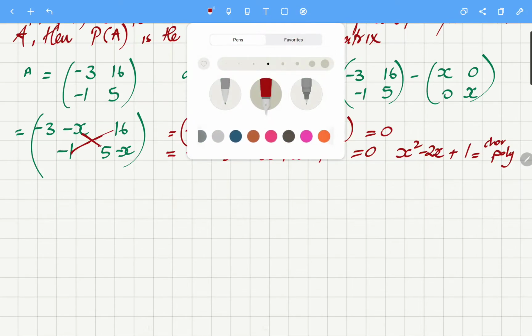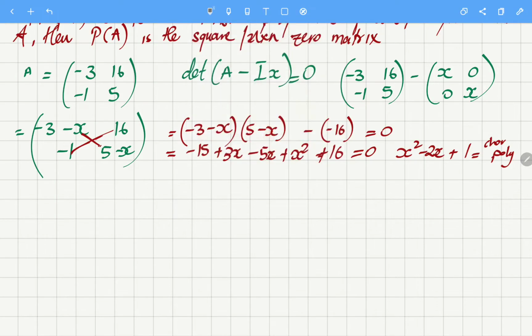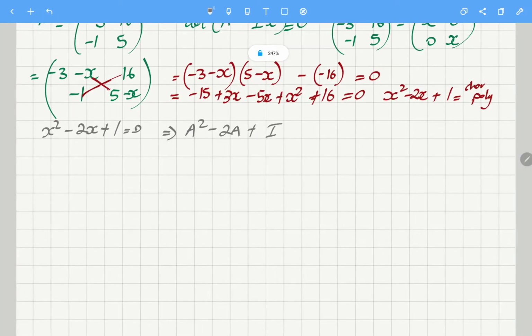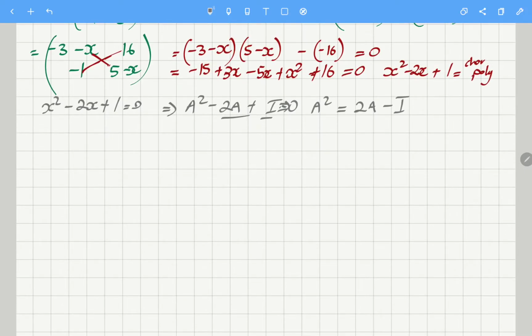Okay, right. So taking things a step further, where there's x's, we're going to put A. So x squared - 2x + 1 = 0 becomes A squared - 2A + I, where I is the identity matrix, equals 0. And then A squared is equal to 2A - I. So that's essentially just moving that to the right.